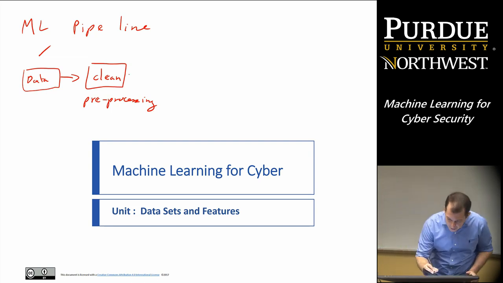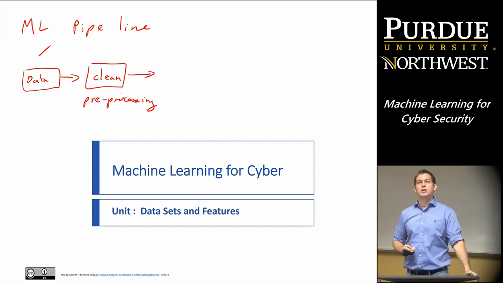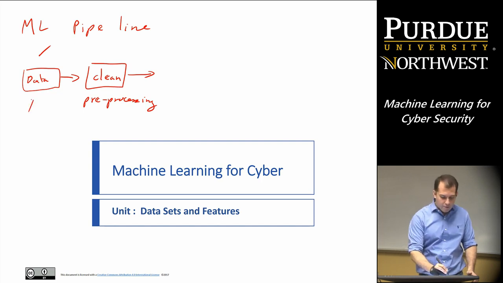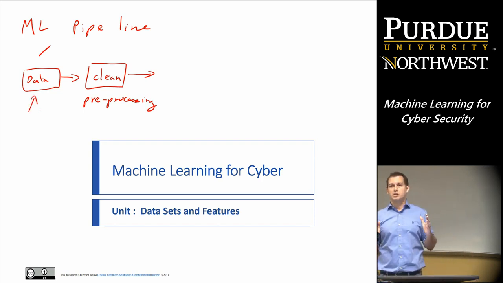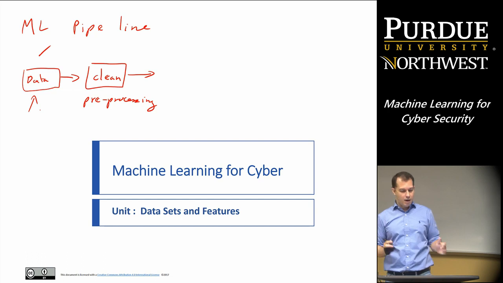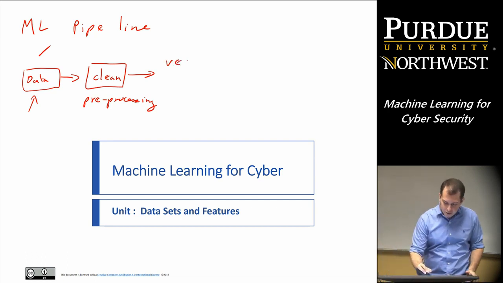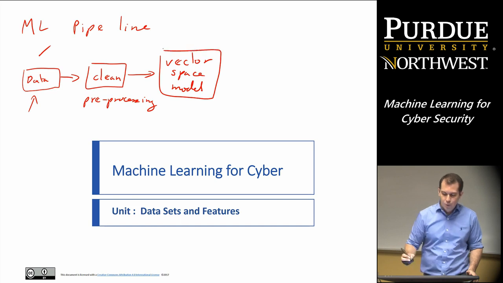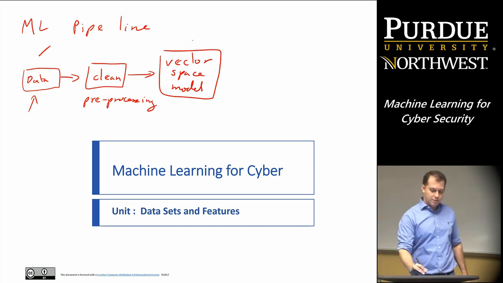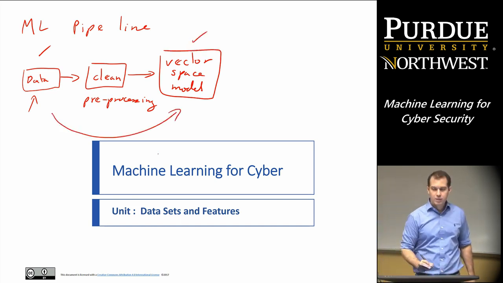All right? Then, once you do all of that, you need to convert your data from whatever it is into what is called the vector space model. All right? There's a lot of terms for this. I usually just like to call it the vector space model. It's very important that everyone understand how to do this. All right? To go from here to there.